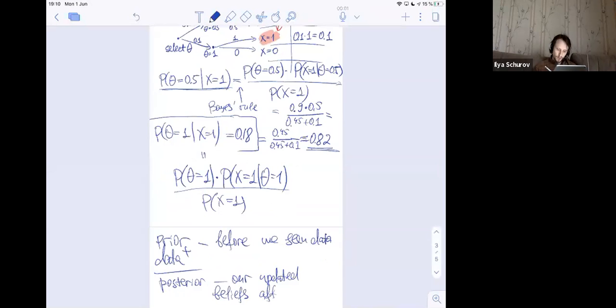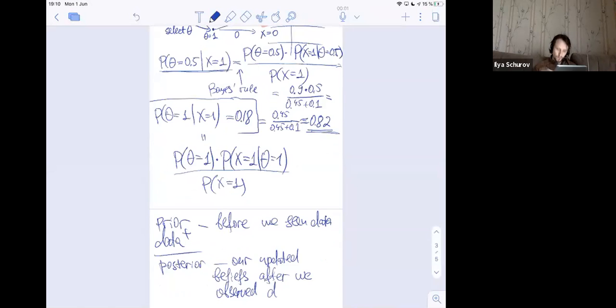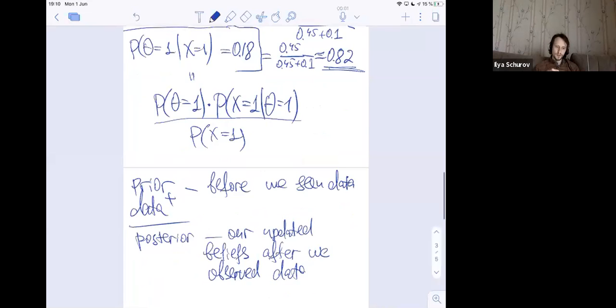We observe data. So this is the core idea of Bayesian inference: if you have some beliefs about the real world that you had even before you've seen any data, then you have some data, and then you update your beliefs about the world just by combining data and prior.